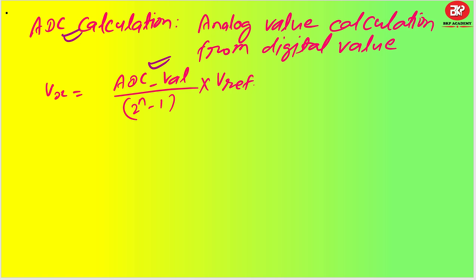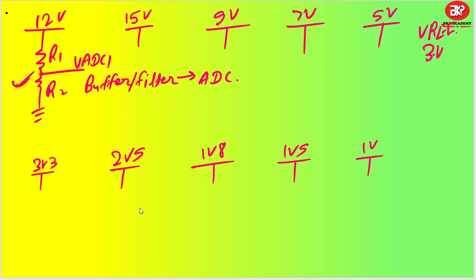Now, how do we connect any input that we want to measure to the ADC pin? Let us say we have a lot of signals that we want to measure, for example 12 volt, 15 volt, 9 volt, 7 volt, 5 volt, 3.3 volt, 2.5 volt, 1.8 volt, 1.5 volt, 1 volt, or even some other voltage like 0.3 volt. It doesn't matter what the voltage is, not a problem at all. Our aim must be that the voltage we connect to the ADC pin is lower than or equal to V reference.